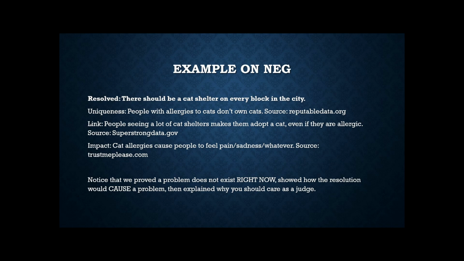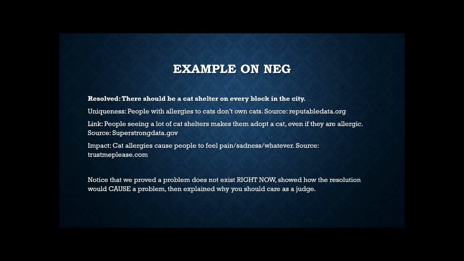And then my impact would be, again, people buying cats when they're allergic to them is bad for them, and it causes allergies, which causes unhappiness. So generally, that's a very easy contention to make. We have our uniqueness showing that a problem doesn't exist. Our link showing that the AFF's world makes the problem begin to exist. And our impact showing why we want the problem to not exist, what happens if the problem does exist.